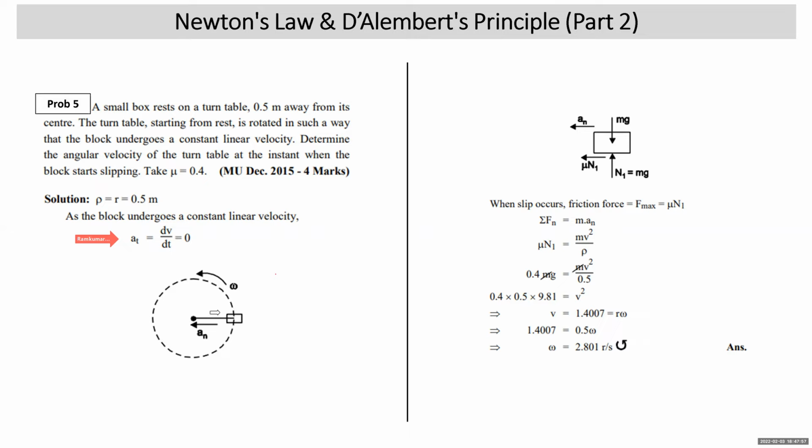If you draw the free body diagram of the box, weight is vertically down, normal reaction N1 is mg, normal acceleration is directed towards the center of curvature, and there is friction between the box and the turntable, which is mu N1. You write sigma Fy equal to zero as there is no motion in the y direction, so N1 is equal to mg. And this friction, mu N1, will be equal to m an. Sigma Fn is equal to m an when you apply it. The only force in the normal direction is mu N1. An is v square upon rho. The m gets cancelled, right? You get the velocity v. Substitute the value of g. You get velocity as 1.4007, which is equal to r omega. The r value substituted is 0.5, you get the omega, and that's what he is asking.